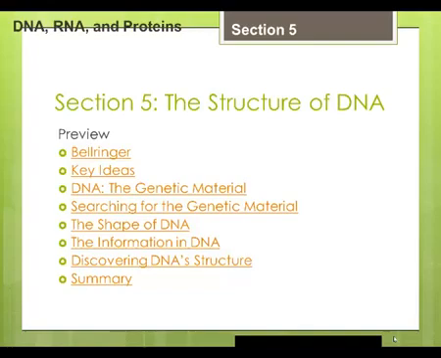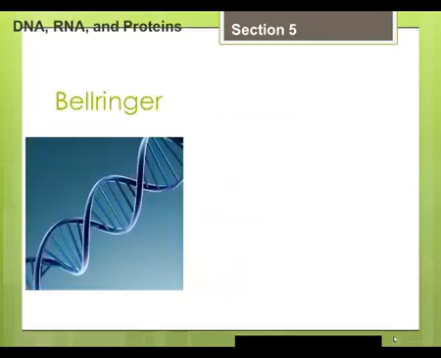Genetics, Section 5, the structure of DNA. In this section, we'll start off with a bell ringer. We'll look at the key ideas, and then the outline for the section includes DNA, the genetic material, searching for the genetic material, the shape of DNA, the information in DNA, discovering DNA structure, and then we'll summarize the section.